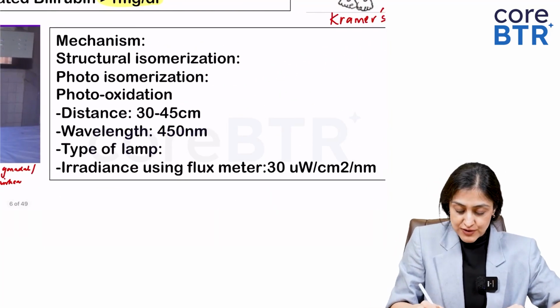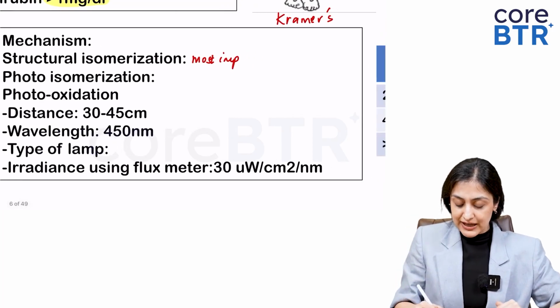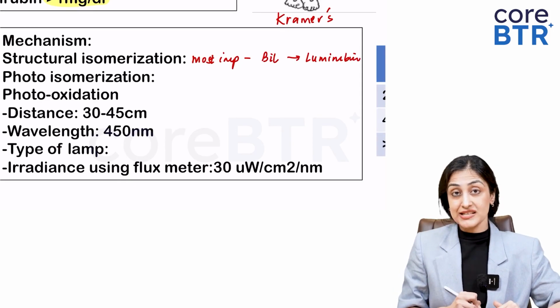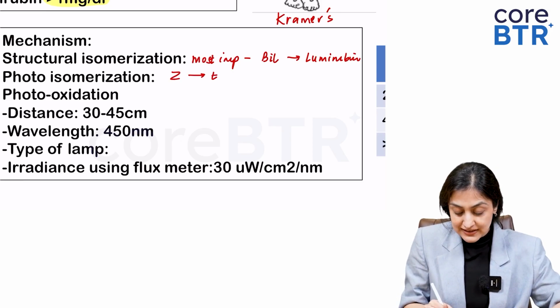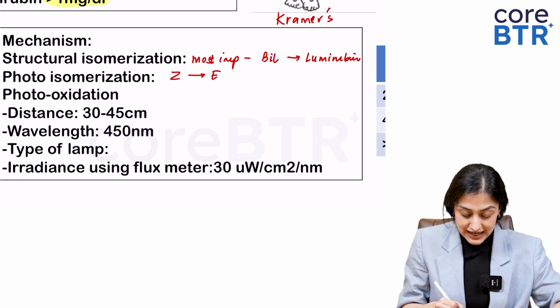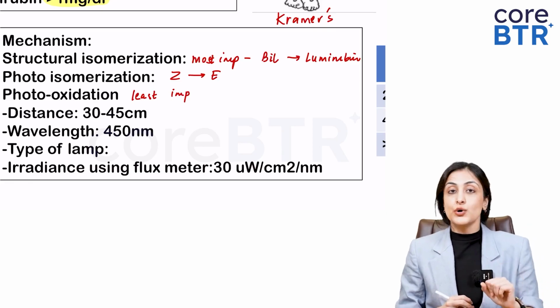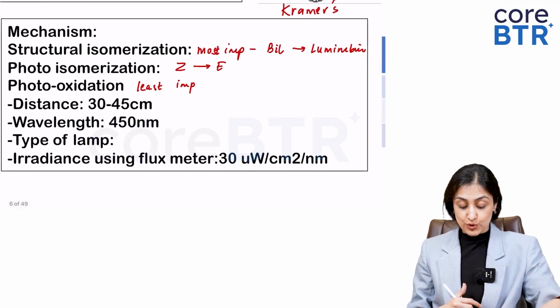So structural isomerization is the most important mechanism where we convert bilirubin into its water soluble form, that is lumirubin, okay, which is excreted in the urine. Photoisomerization converts the Z type to the E type, and photooxidation is the third one, which is least important. So they also ask which is least important, okay. So structural isomerization, photoisomerization, and photooxidation.